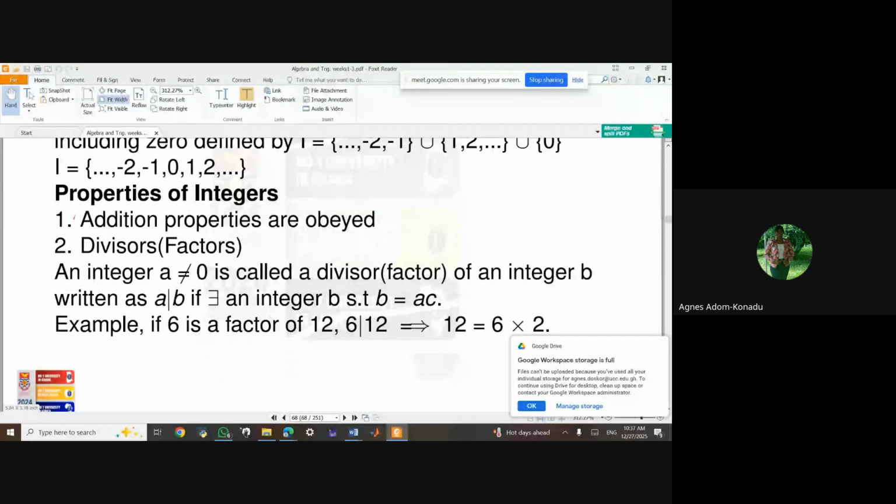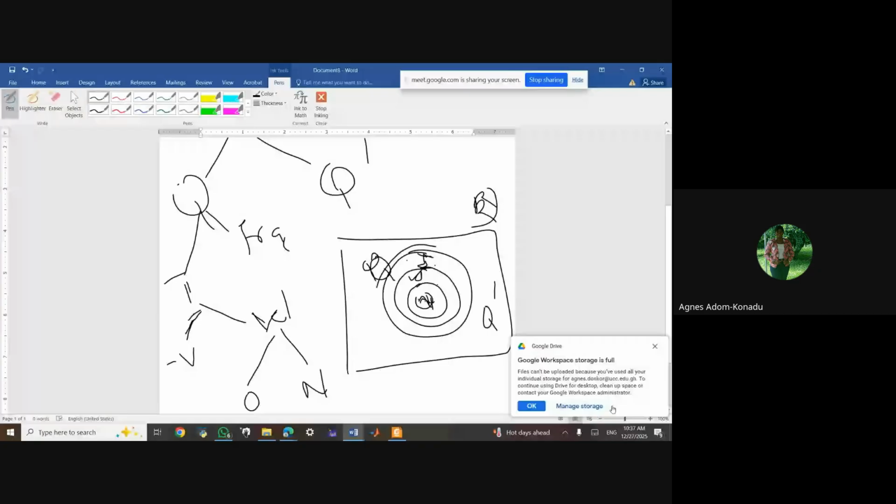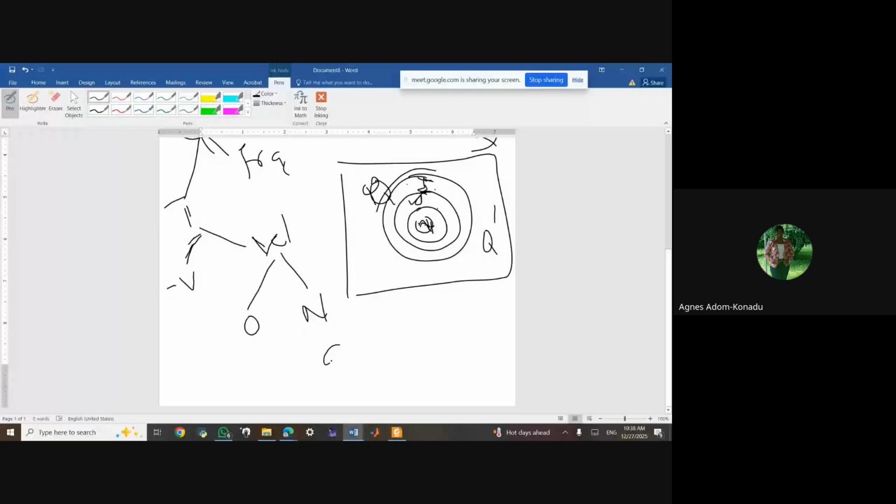Then we have what we call divisors or factors. An integer a not equal to 0 is called a divisor or a factor of an integer b, written as a divides b. So in any math book, when you see this, it's written like this: a divides b is the same as b over a.